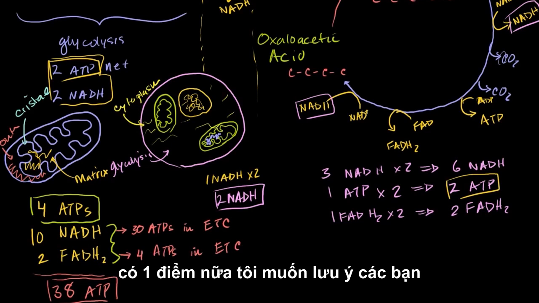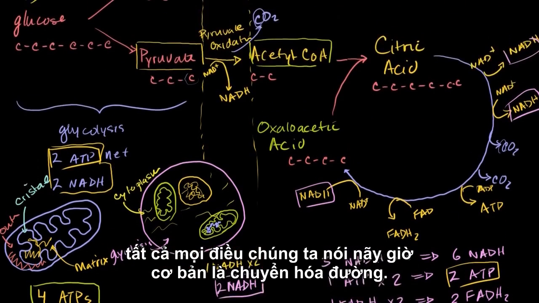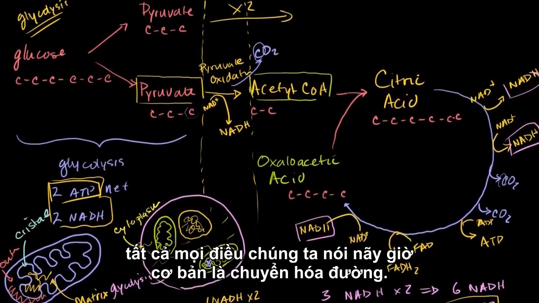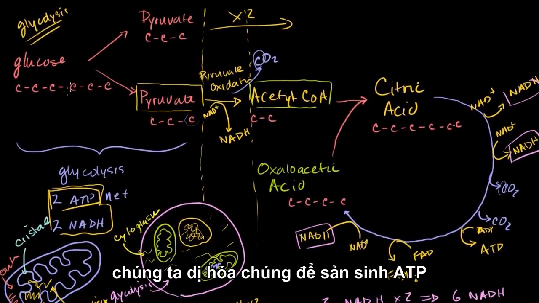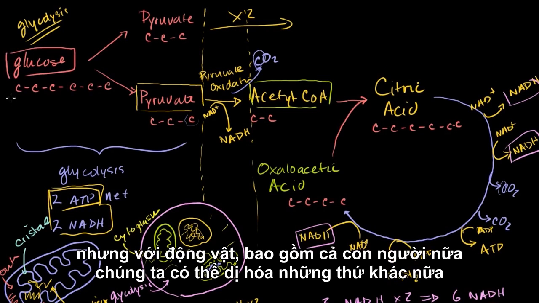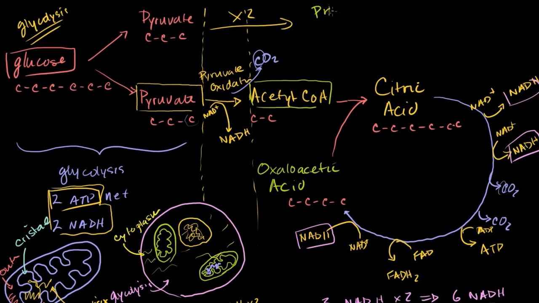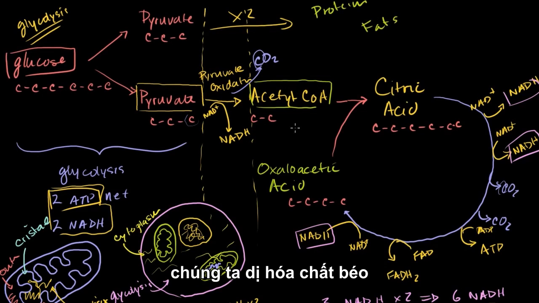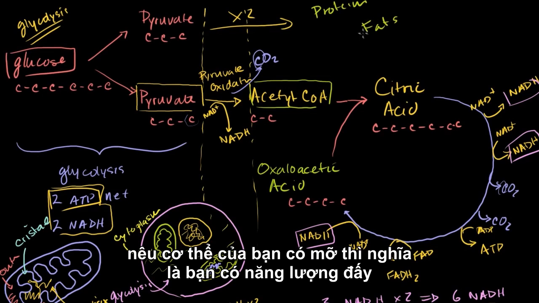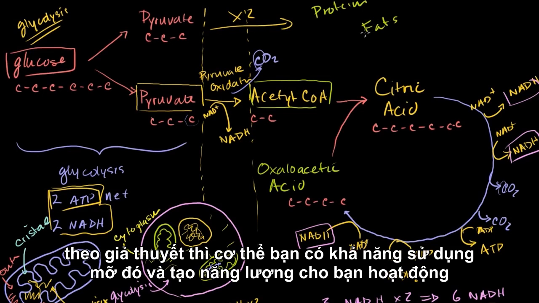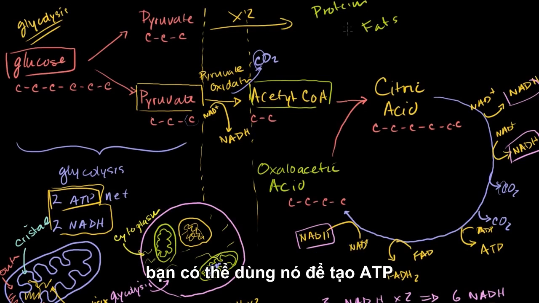There's one other point I want to make here. Everything we've talked about so far, this is carbohydrate metabolism, or sugar catabolism, we could call it. We're breaking down sugars to produce ATP. Glucose was our starting point. But animals, including us, we can catabolize other things. We can catabolize proteins. We can catabolize fats. I mean, if you have any fat on your body, you have energy. In theory, your body should be able to take that fat and you should be able to generate ATP.